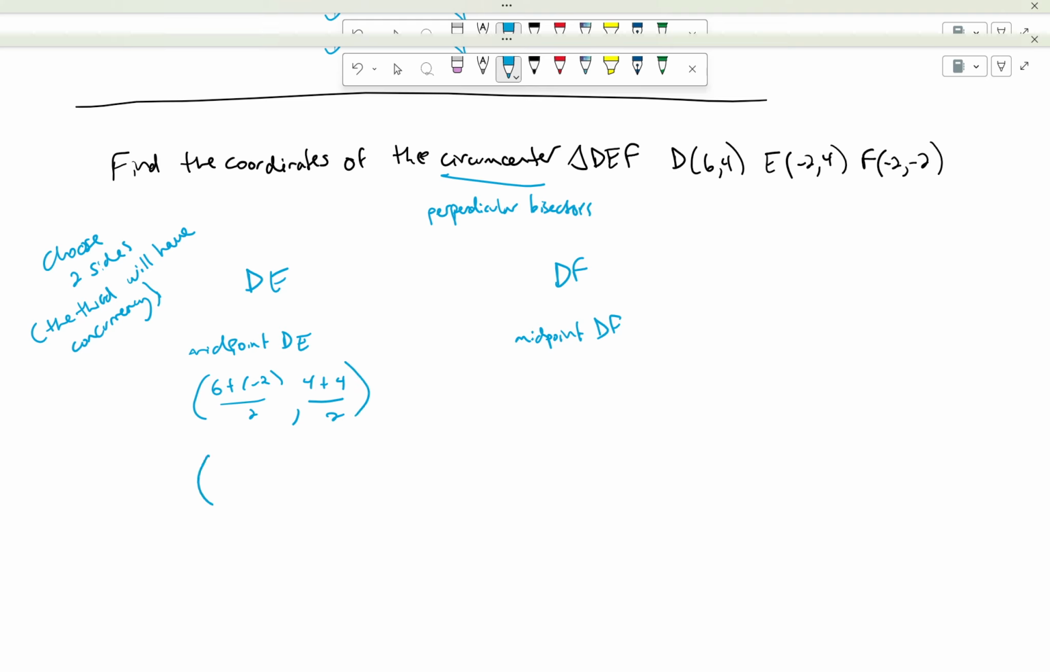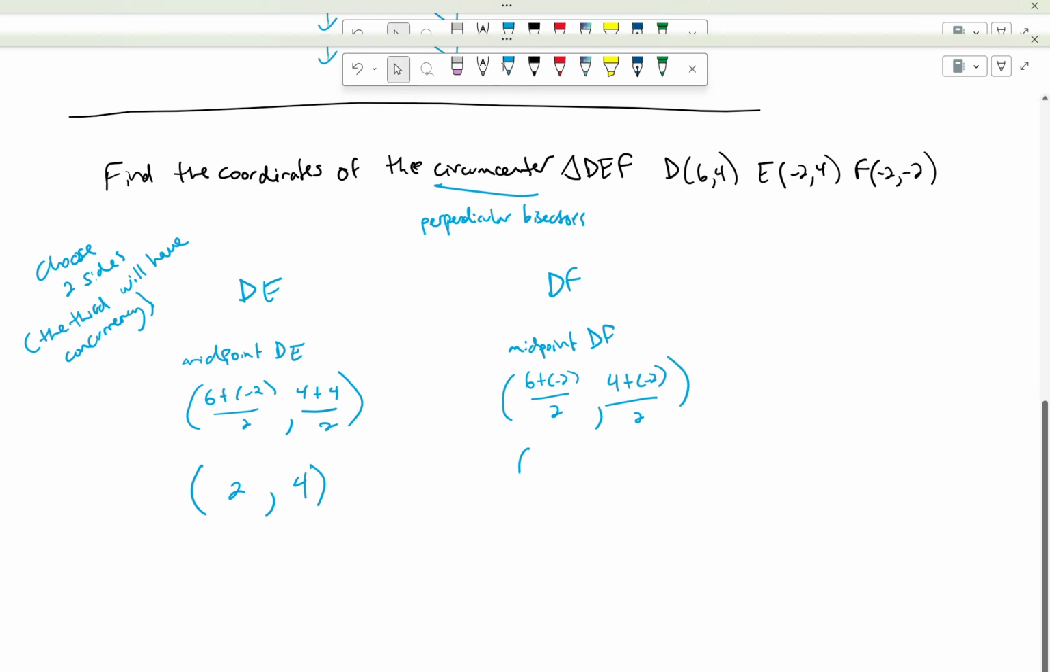6 plus negative 2 is 4, divided by 2 is 2. And then 4 plus 4 is 8, divided by 2 is 4. Okay? So then I have the midpoint of DF, I've got to do simultaneously. So again, I'm going to have D and F. It's going to be 6 plus negative 2 over 2, comma 4 plus negative 2 over 2. So this first one is going to be 6 plus negative 2, which is 4, divided by 2 is 2. And 4 plus negative 2 is 2, divided by 2 is 1. Okay, so there's your midpoint.